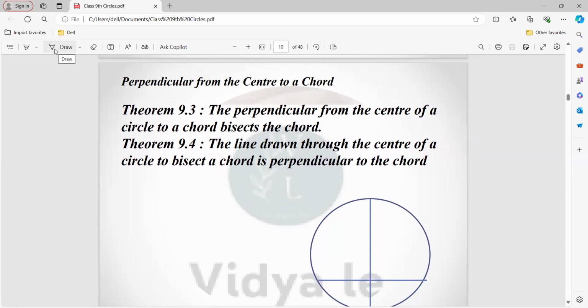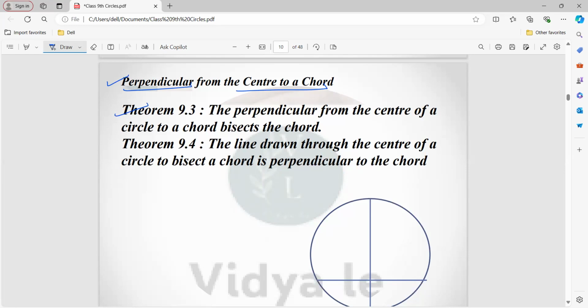In the last session, we started exercise 9.1, right? Which we have already completed. Today, we are going to start exercise 9.2. Before that, we'll discuss the theorems related to exercise 9.2. So, the topic for exercise 9.2 is perpendicular from the center to the chord. Let's have a look at the first theorem related to the same concept.